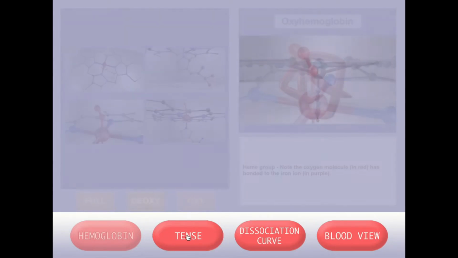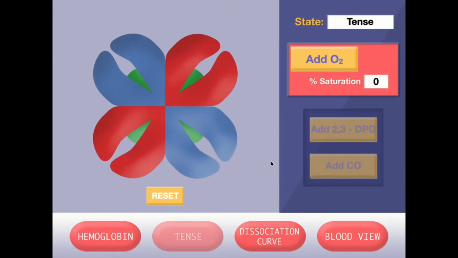In part 2, selecting the tense button at the bottom of the screen allows you to conduct various experiments in which oxygen gas, carbon monoxide, and 2,3-DPG are added to the bloodstream.